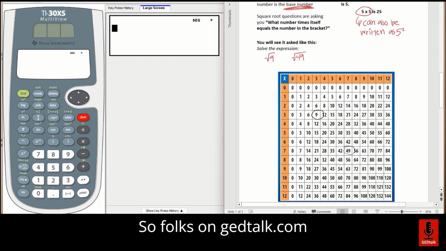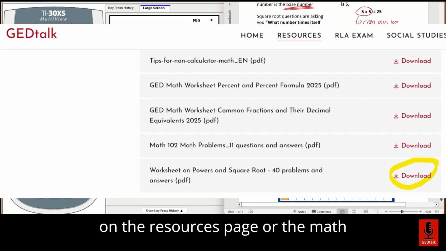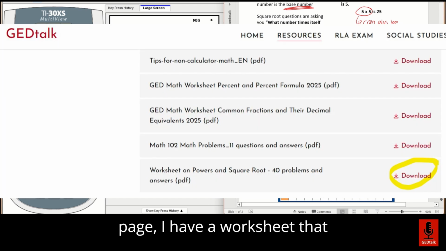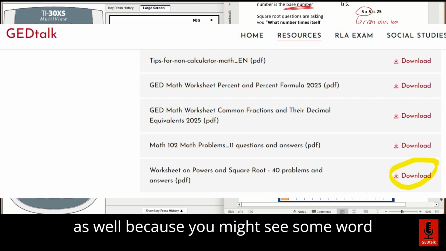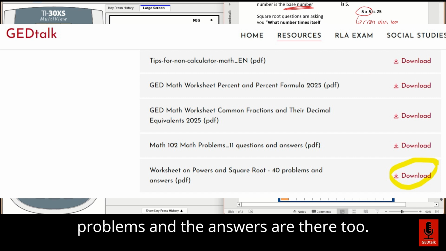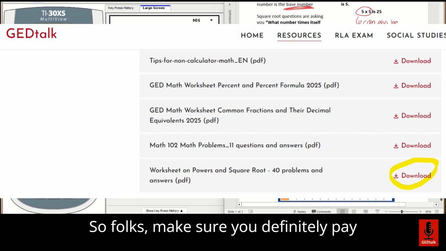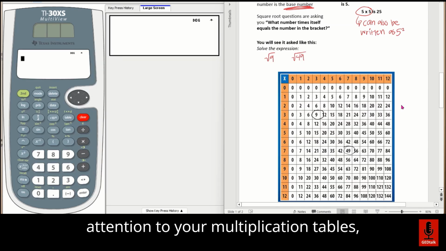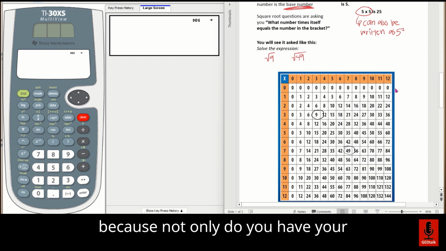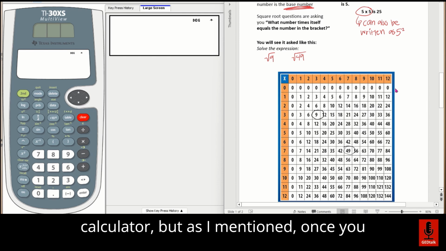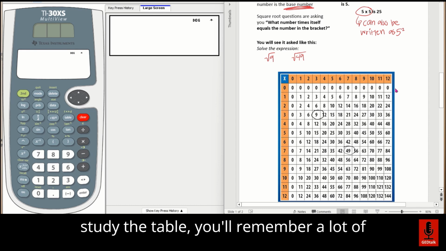So folks, on GEDtalk.com, on the resources page or the math page, I have a worksheet that has 40 problems that cover exponent and square root. And there are word problems as well, because you might see some word problems, and the answers are there too. So folks, make sure you definitely pay attention to your multiplication tables, a minimum of the 12 times 12 table, and you should do well because not only do you have your calculator, but as I mentioned, once you study the table, you'll remember a lot of this.